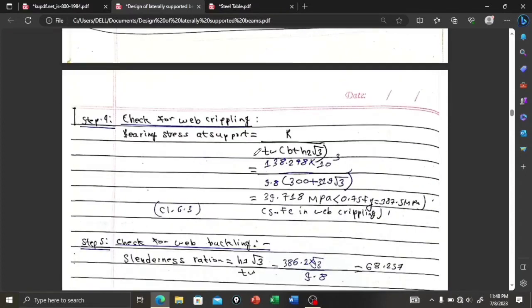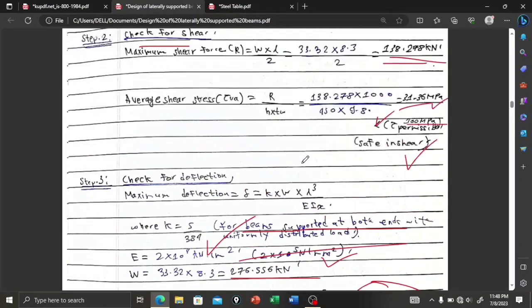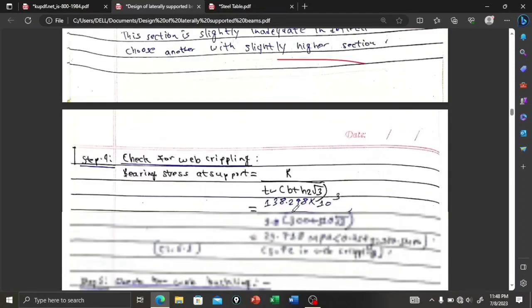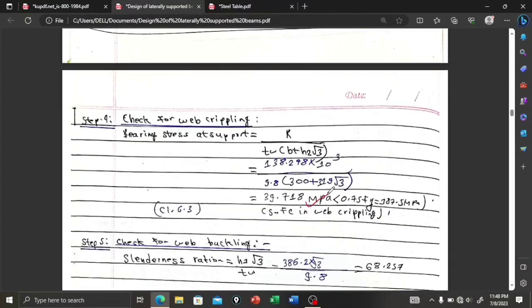Check for web crippling. Bearing stress at support is R divided by T W, into b plus h2 root 3. R is 138.278 into 1000 divided by T W is 9.8. b is 300, h2 is 31.9 and root 3. So it is 39.718.